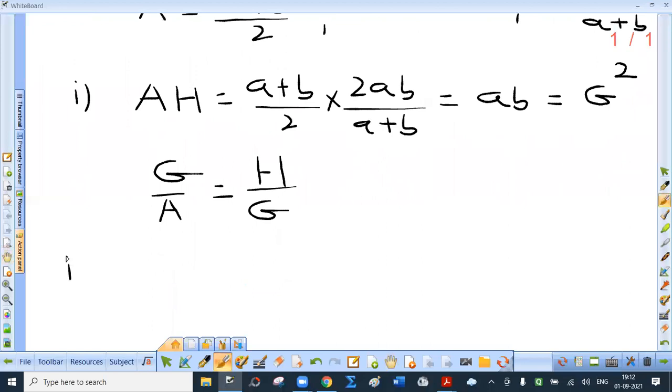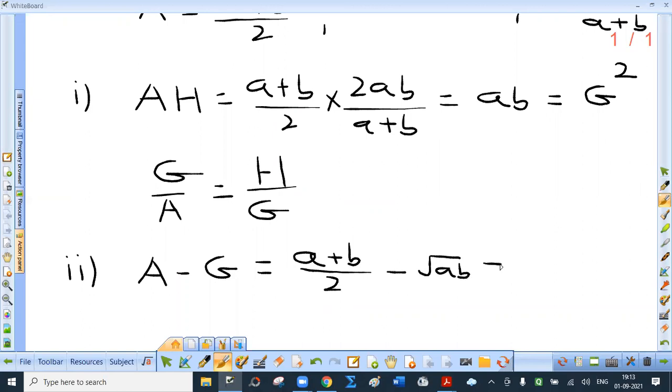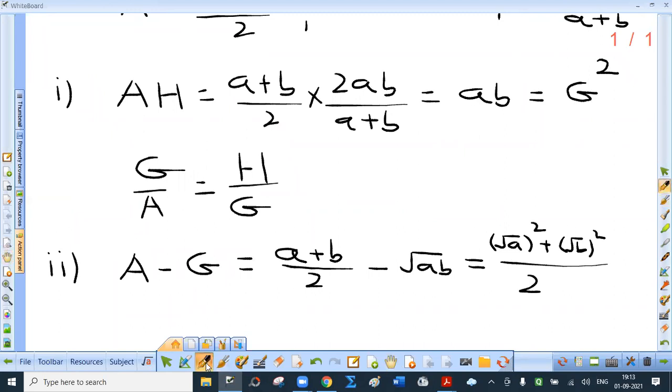Now, the second part is interesting. In the exam, you may be asked to prove this. Let us find A minus G. Why start with this only? Then only we get the answer, there is no other reason. So A minus G is a plus b by 2 minus root ab. What is the LCM? 2. Now, can I write a as root a square? Yes, I can. Can I write b as root b square? I can. Just a minute, there is one more term: minus twice root ab.